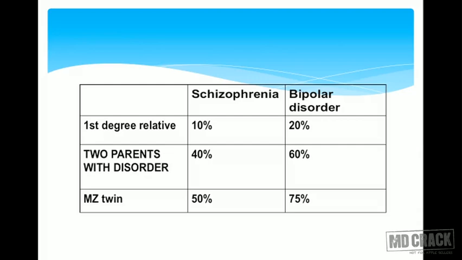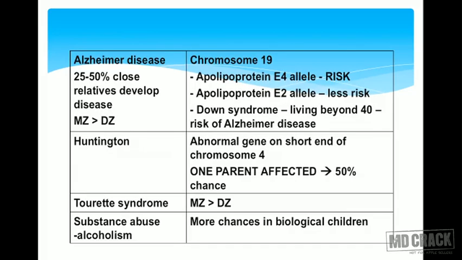If a monozygotic twin is suffering from the disorder, then the monozygotic twin of this particular patient is likely to have a 50% concordance rate for schizophrenia, and for bipolar it's 75%. Let's come to some other disorders in which genetics is important. Number 1 is Alzheimer's disease. 25 to 50% of close relatives develop Alzheimer's disease, and the rate is more in monozygotic twins as compared to dizygotic twins.